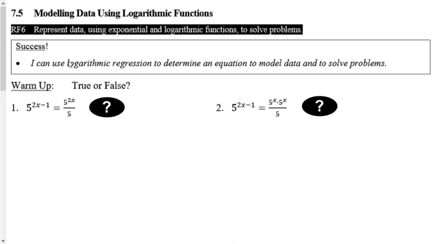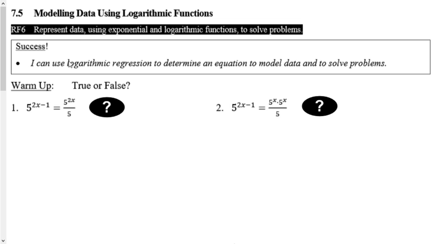Welcome to Math 30-2, where we have been studying logarithmic functions in Chapter 7, and we are in 7.5 today, the last lesson of the chapter. And in this lesson, we're going to get into using logarithmic regressions.